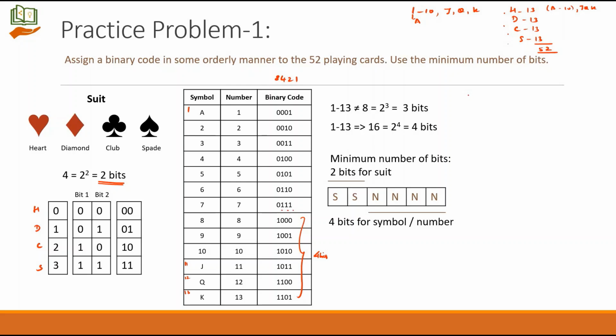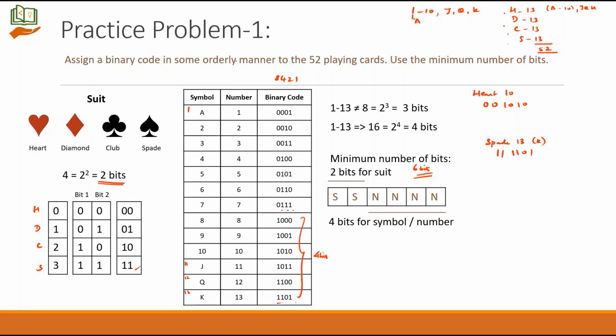Say for example, let's take heart 10. How do we allocate this? Heart is 00. 10 is 1010. So we will need 6 bits to represent the suit and the symbol together. Let's go for spade 13, or spade K. What is spade? 11 here. So I have simply allocated some numbers. For K, what is the binary code? 1101. So this is how we will be allocating.